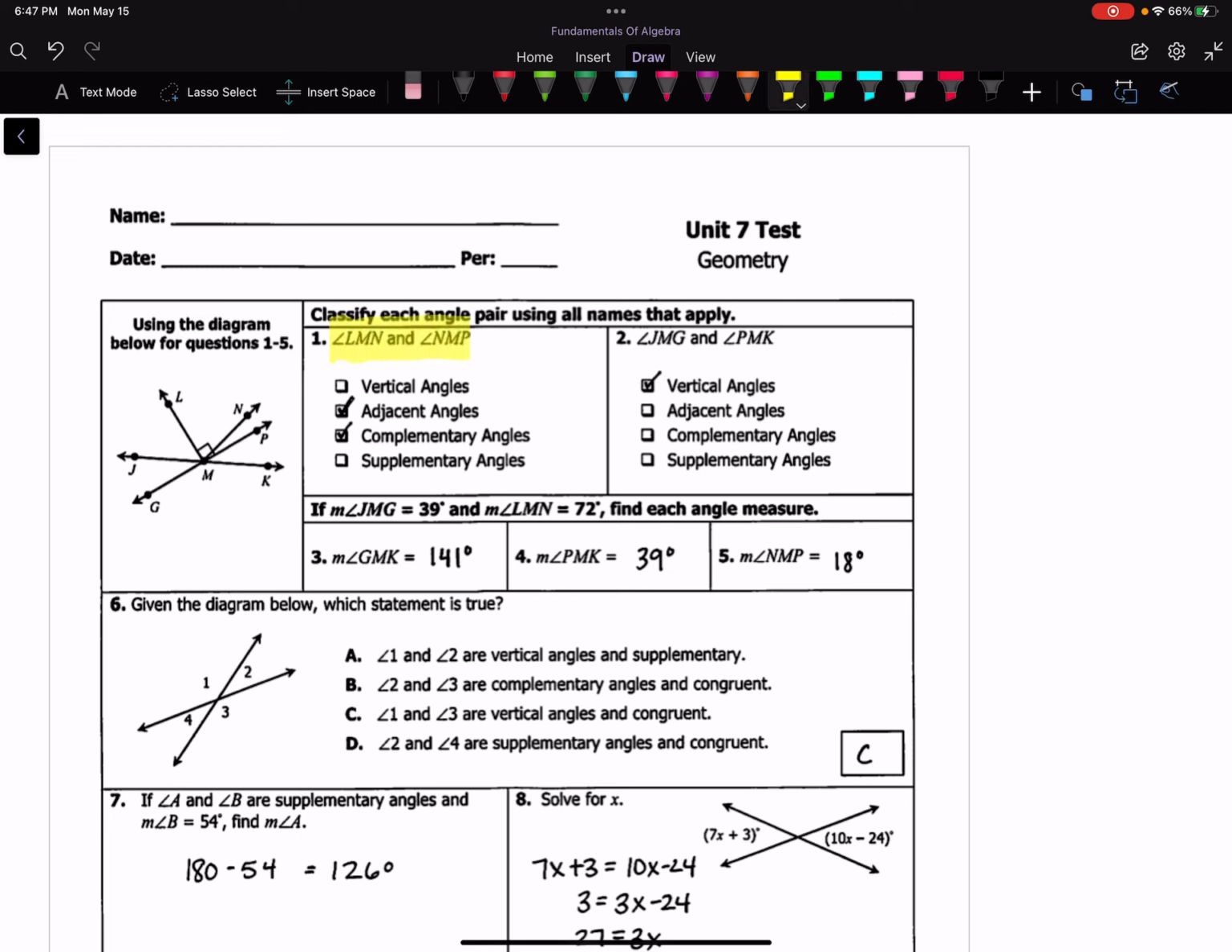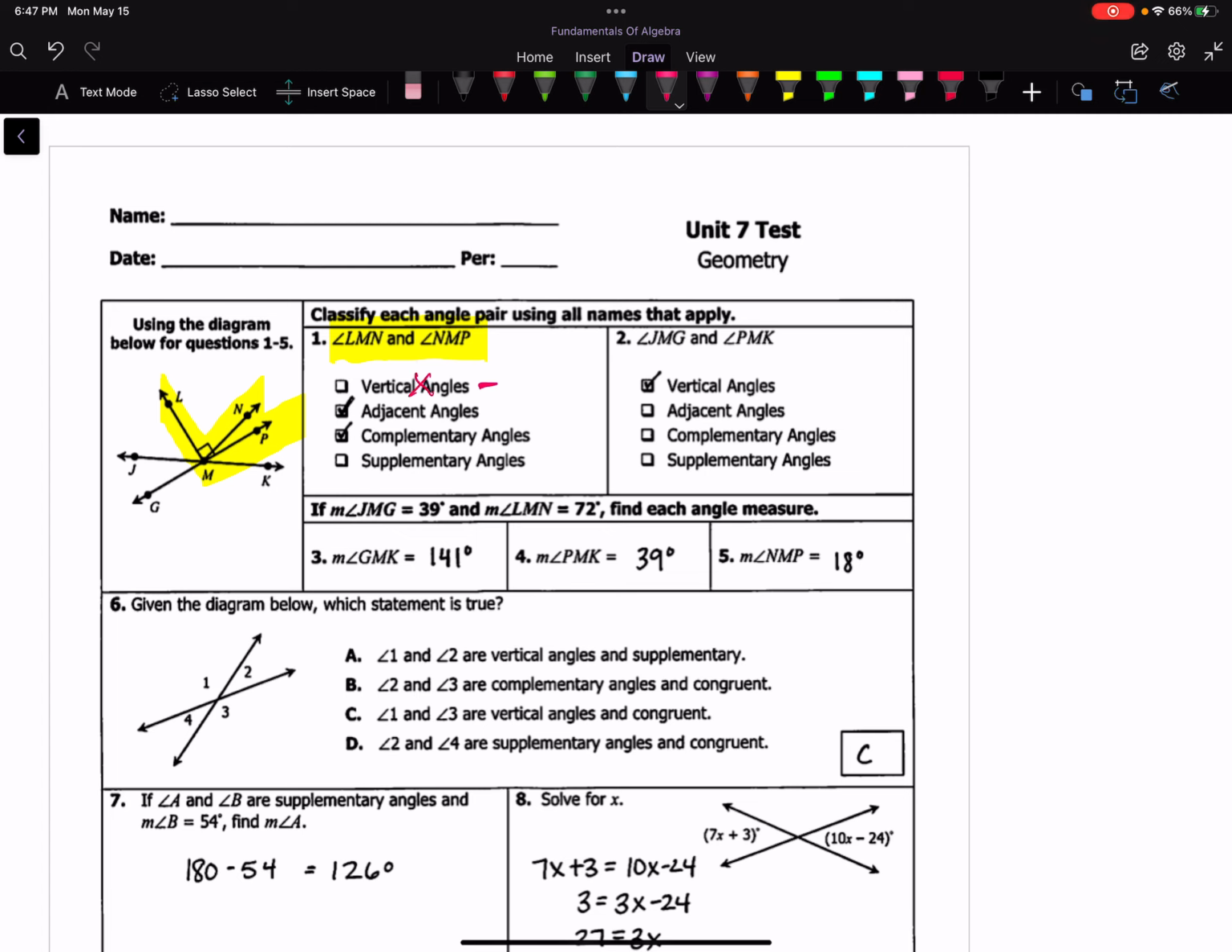We've got angles LMN and NMP. There's LMN going that way and LMP coming out that way, so we've got them highlighted in yellow. Let's take a quick look. Are they vertical angles? Well, vertical angles, we're looking at this one right here. Are they vertical? No, they're not. They're not two lines and opposite angles of where two lines cross, so it's not a vertical angle.